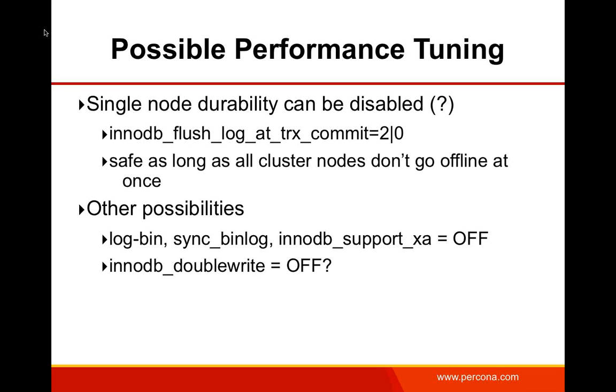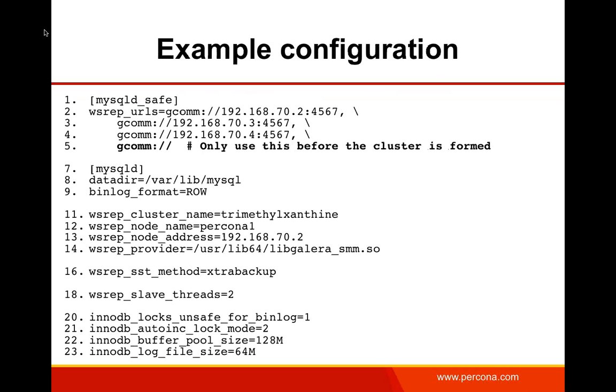So all that being said, just show us a darn configuration so we can see what it looks like. And here's an example of a working configuration. So again, we have our mysqld_safe with our WSRep URLs. This is actually a comma-separated list of gcomm URLs that give the IP address and the port number. The port number does have to be specified even if it's a default. And then note that there's this special one on line 5, the gcomm://.